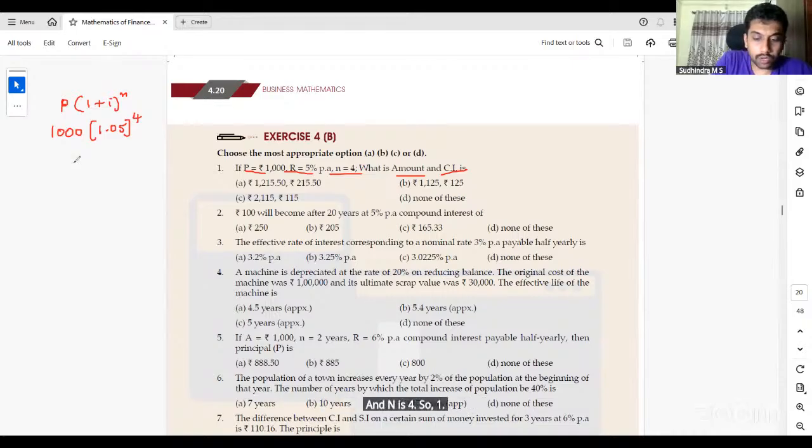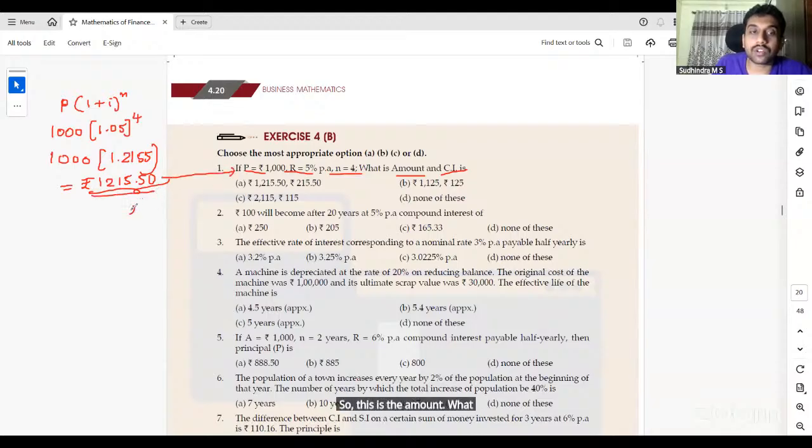So 1.05 to the power 4 is how much? 1.2155 into 1000 will give us 1215.50. So this is the amount. What is the compound interest? Minus 1000, that is 215.50. Is that clear? Everyone? Yes, sir. Those who are done with this, you can move to question number 3.